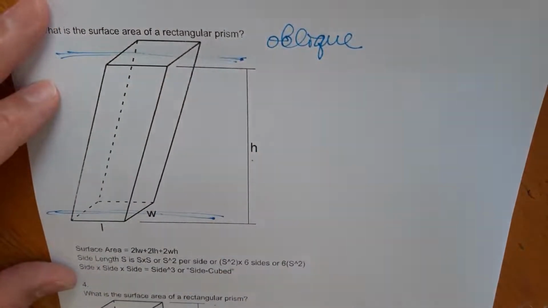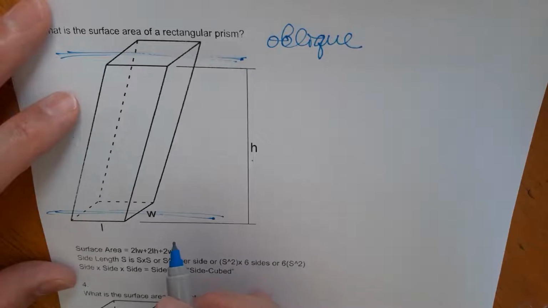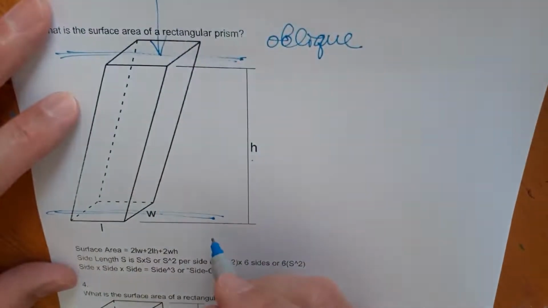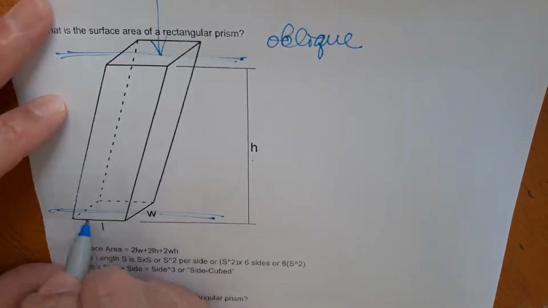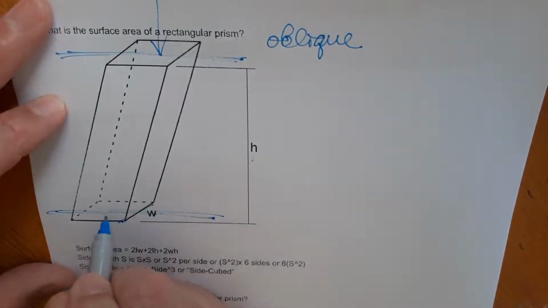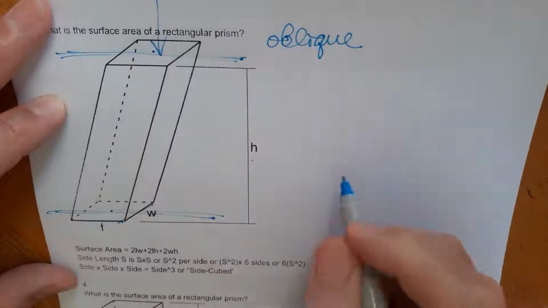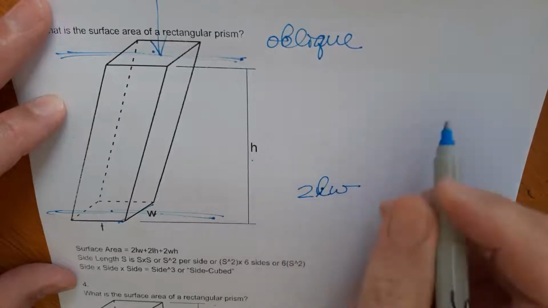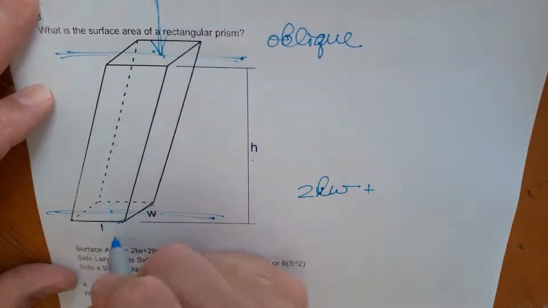So the interesting thing about this shape is, let's deal with the shapes on top and bottom, right? That would be 2 dimensions, L times W. You have 2 of those, 1 here, 1 here. So we have 2LW. All right, that's going to be top and bottom.